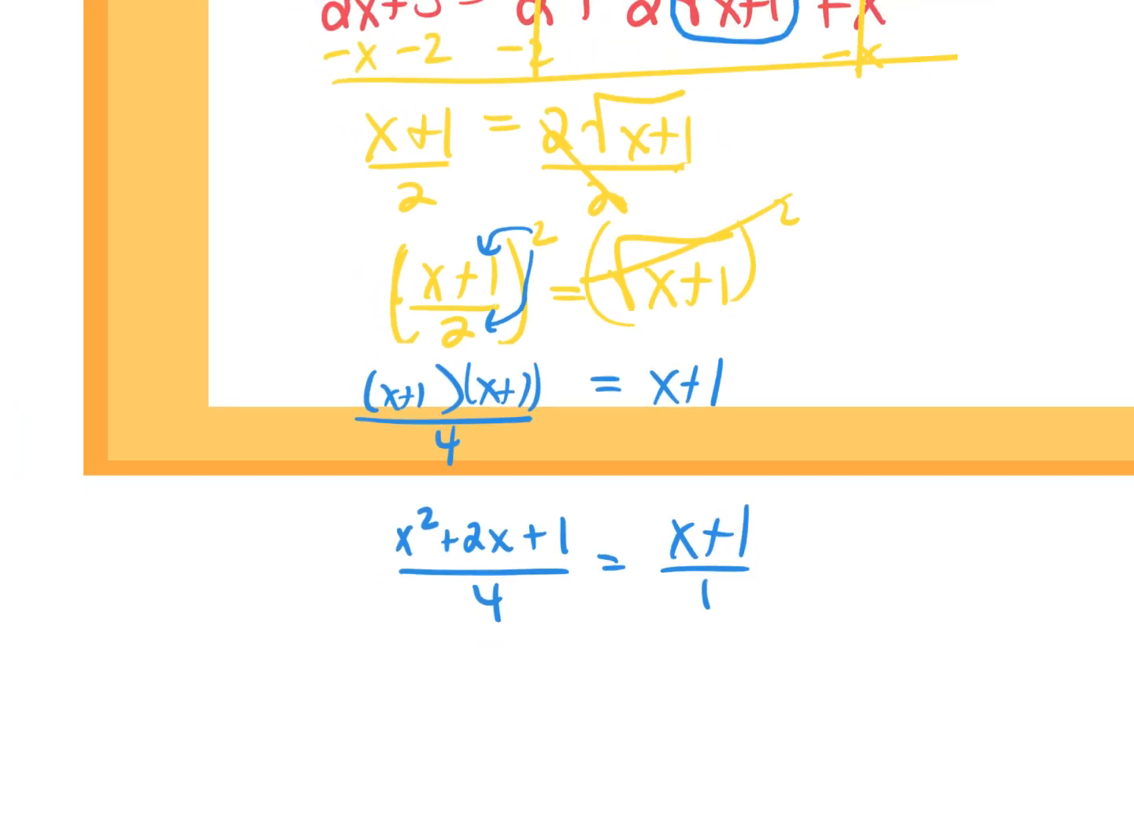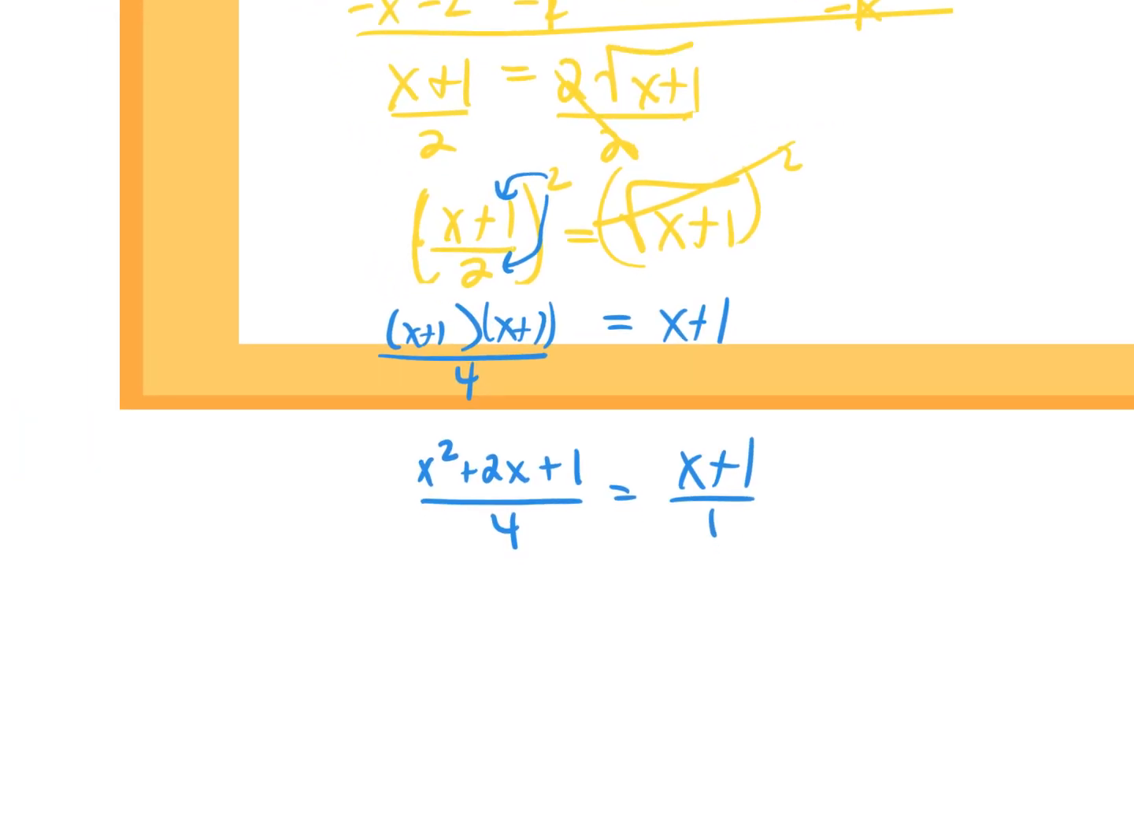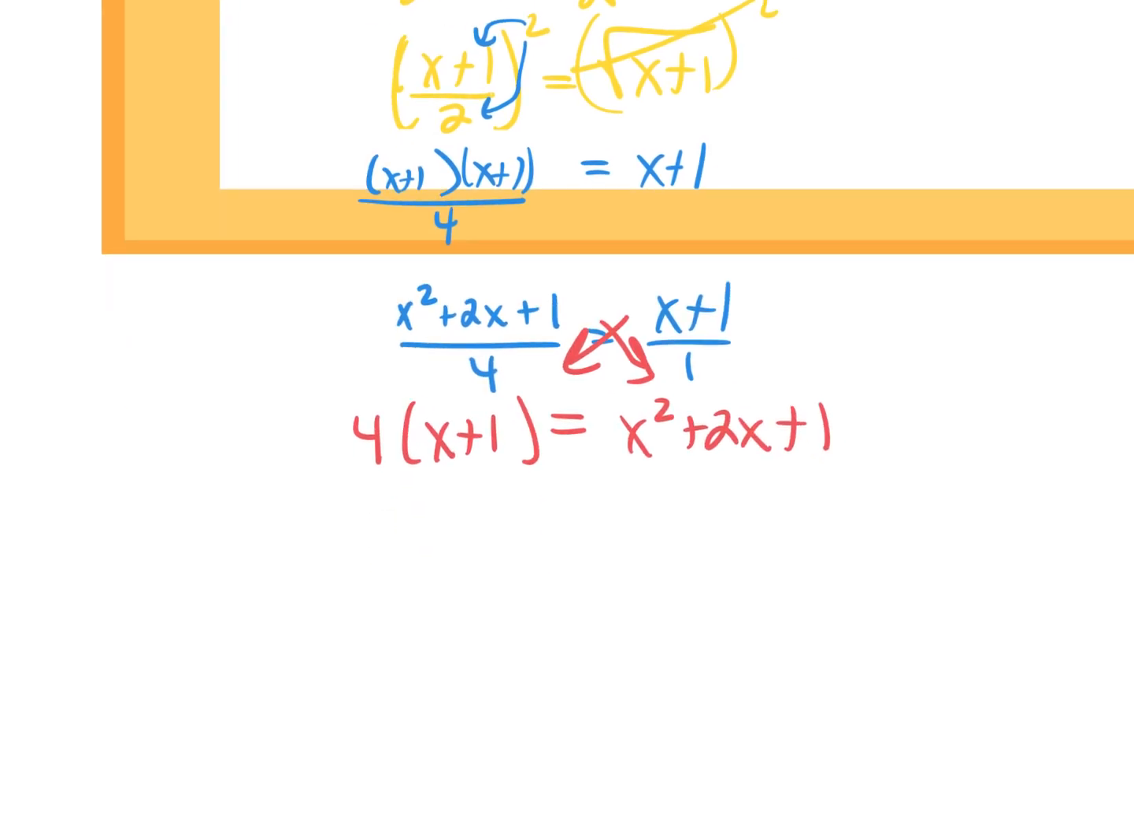We have a fraction equal to a fraction. We have a rational. So I can now say, okay, I can cross multiply. I can say 4 times x plus 1 equals x squared plus 2x plus 1. I'm going to go ahead and distribute here. So I have 4x plus 4 equals x squared plus 2x plus 1.